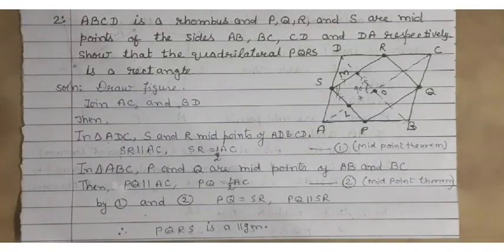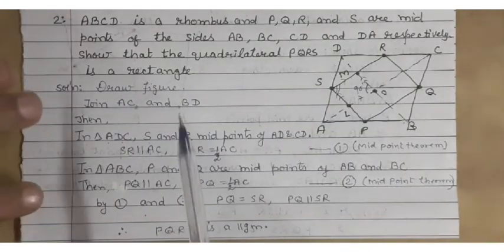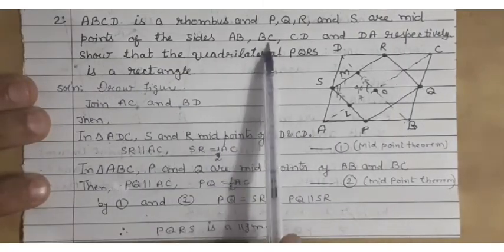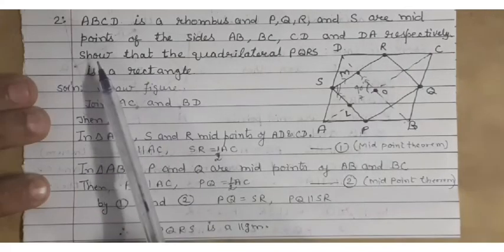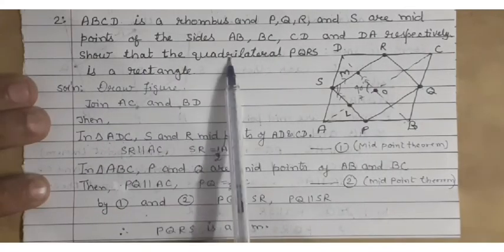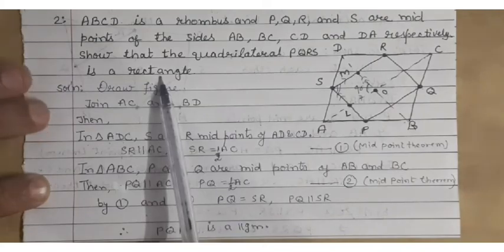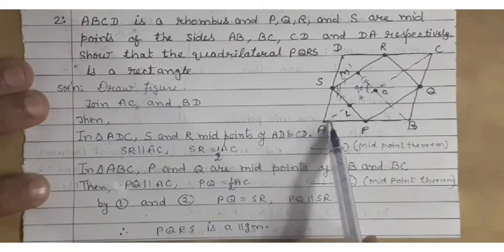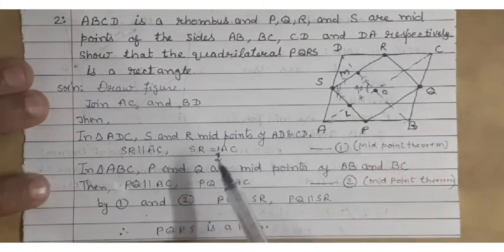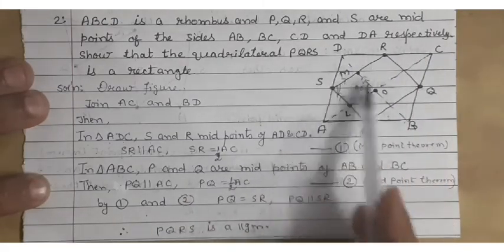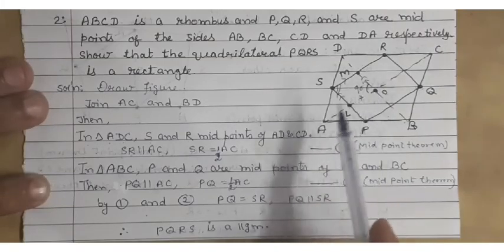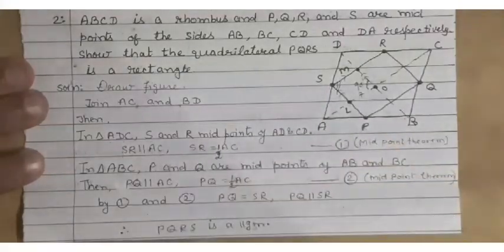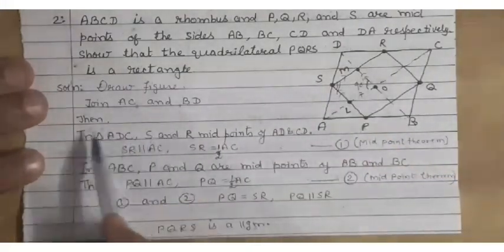Question number 2. ABCD is a rhombus and P, Q, R, S are midpoints of the sides AB, BC, CD and DA respectively. Then you have to show that the quadrilateral PQRS is a rectangle. We are given clearly that ABCD is a rhombus. Then what we know is all sides are equal and the diagonals bisect each other at 90 degrees. So I am joining AC and BD.